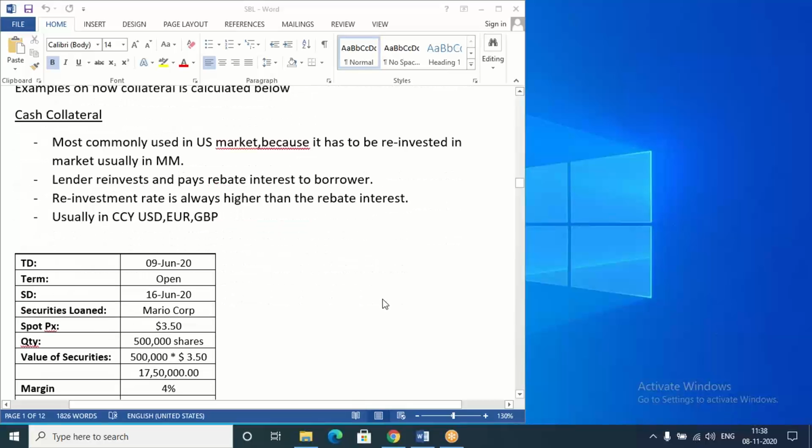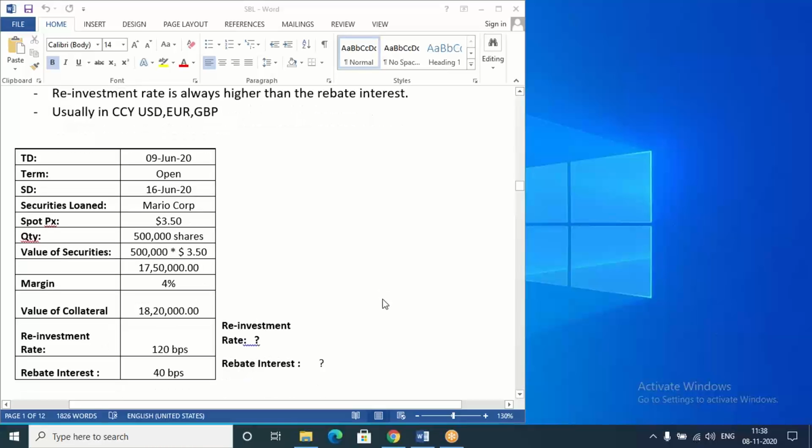Okay. So we took an example. Let's say the trade date of the stock borrow lending contract is 9th June. It's an open contract, and the settlement date is 16 June. So any time between 9 and 16, the lender can recall the securities. The securities that are going to be loaned, I just made this up, are called Mario Corp. The spot price of each of these securities is $3.5.